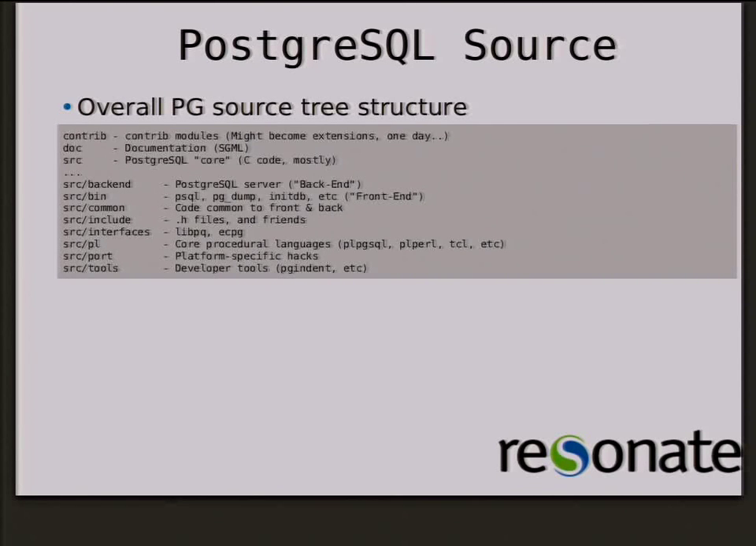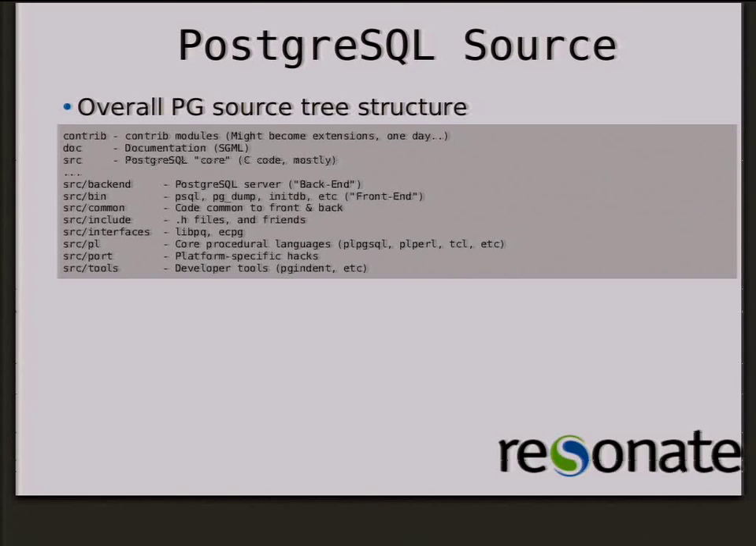All right, so let's jump in, right? At the very top level of the Postgres source tree, these are the directories that actually kind of matter. So you've got your contrib modules, you've got your documentation, and then you've got your source code. We're going to look in the source code directory for this. In the back end, it's the actual Postgres back end itself. That's where we're going to mostly focus because this talk is about hacking the back end. But I wanted to hit on some of the other pieces.